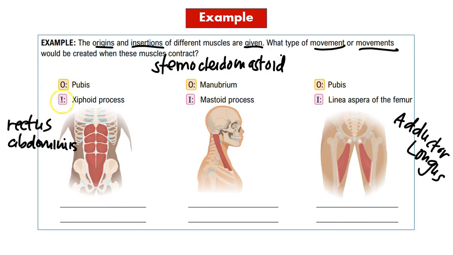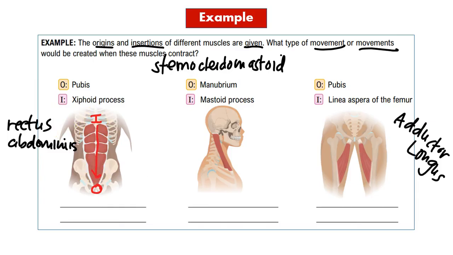Now let's talk about our origin and our insertion. It says our origin is going to be the pubis here, so here's our origin. And it also says the insertion is going to be the xiphoid process. So remember, the xiphoid process is just a piece on the lower portion of the sternum itself. So we'll see the insertion right here where the xiphoid process is. Now it says what type of movement or movements will be created when these muscles contract. So what is our goal? Our goal is to have this insertion get closer to our origin.